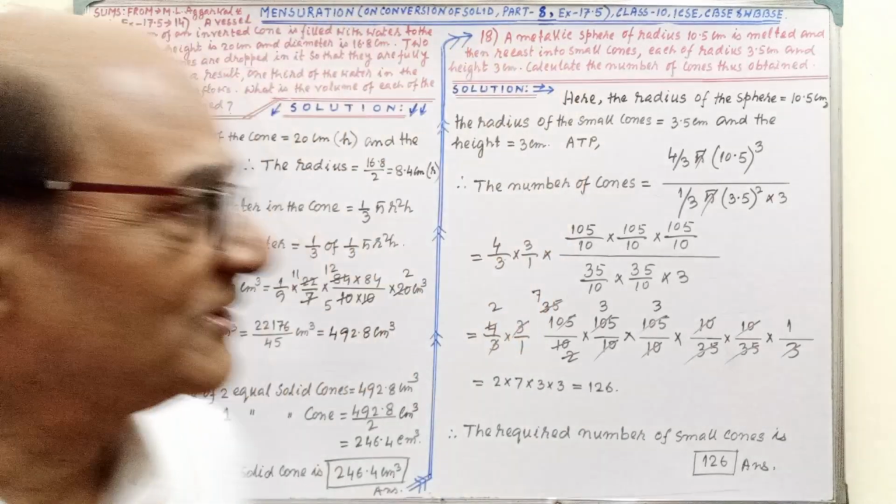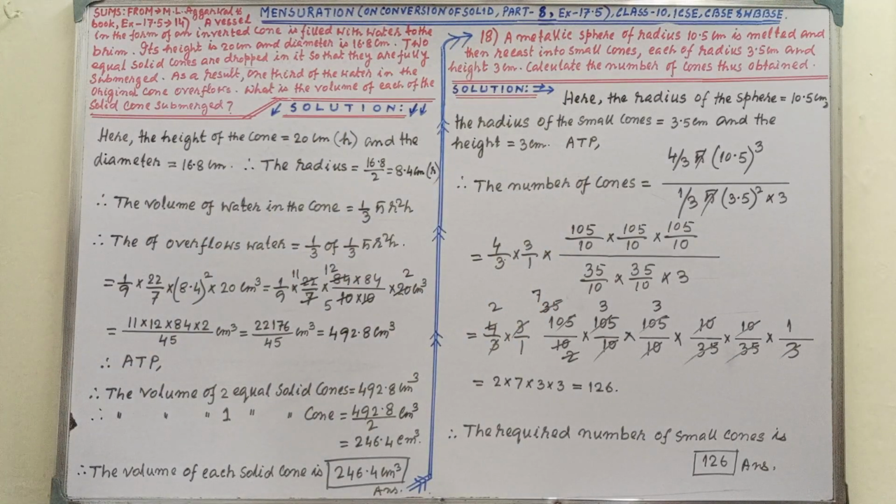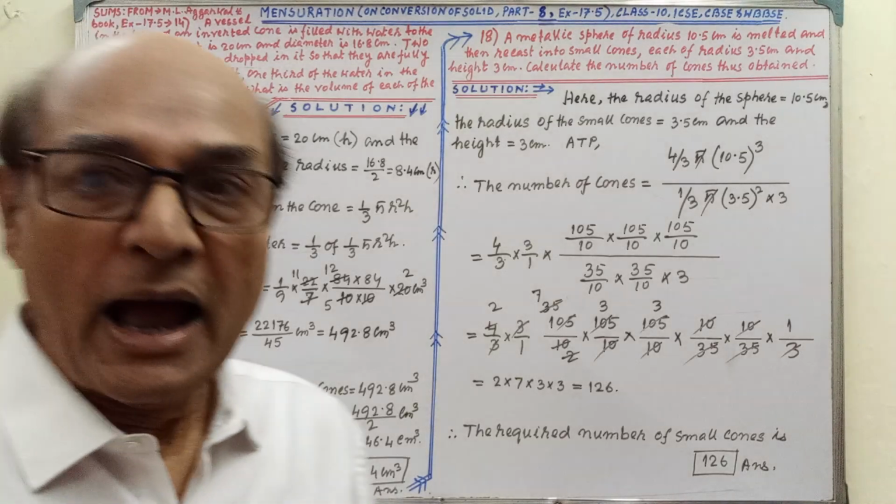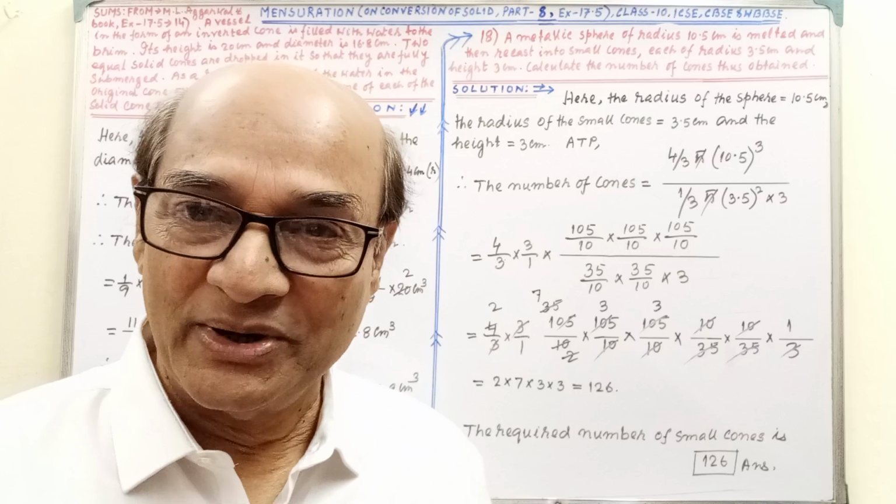Please pay your attention on the board. Sums given from M.L. Agarwal's book, exercise 17.5, sum number 14. A vessel in the form of an inverted cone is filled with water to the brim. Its height is 20 centimeter and diameter is 16.8 centimeter. You have to read the sum thoroughly.